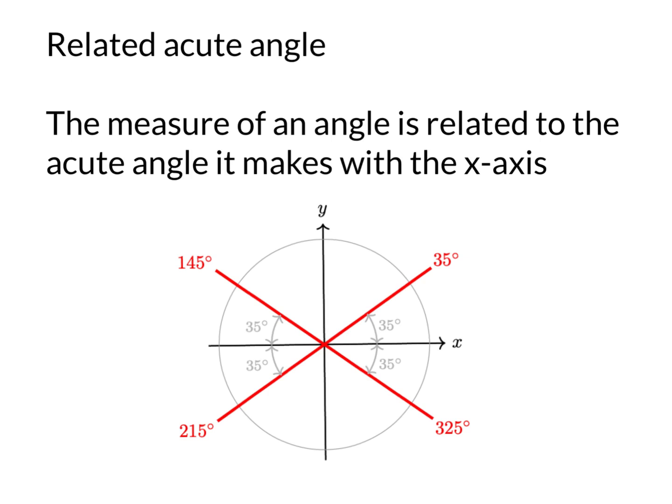145 degrees makes 35 degrees with the x-axis. 215 degrees makes 35 degrees with the x-axis, and 325 also makes 35 degrees. And these will become important when we look at our trig functions.